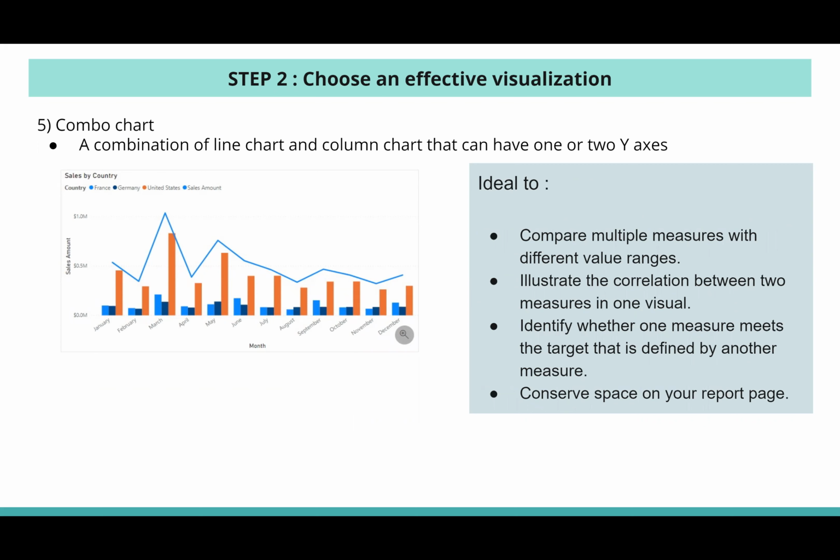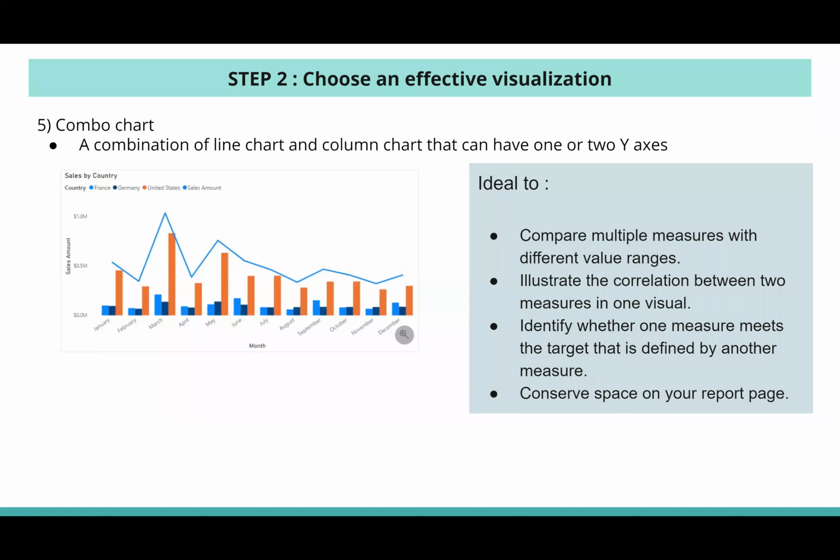Okay, so the combo chart is the combination of a line chart and a column chart. Here we could use it to compare multiple measures with different values. And you can also use this combination when a certain company wants to set a target that the company needs to achieve.